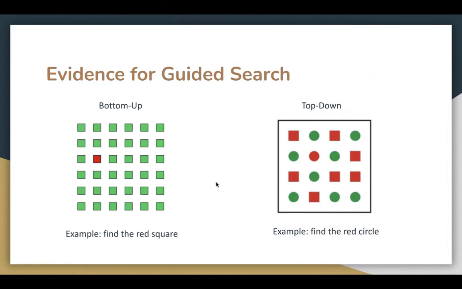This contrast between the two images illustrates a core idea of guided search theory. Attention isn't random. Instead, it's guided by both bottom-up and top-down factors. When something stands out clearly, like the red square, attention is fast and effortless. But when the target is more complex or shares features with other items, like the red circle, we have to engage our brain more to find what we are looking for.